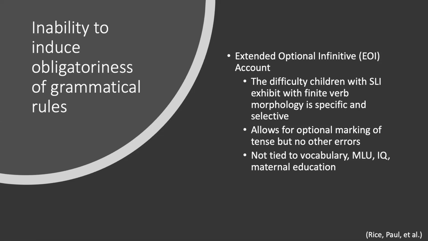When you hear a young child's speech, sometimes they'll put the ed past tense morpheme on a word when it's required, and sometimes they won't. That's just because their system is working it out, learning to generalize it. But when you test a child with SLI, they seem to go through that period for much longer. That's the extended optional infinitive, meaning that for a longer period of time they optionally mark morphemes for tense and similar features.